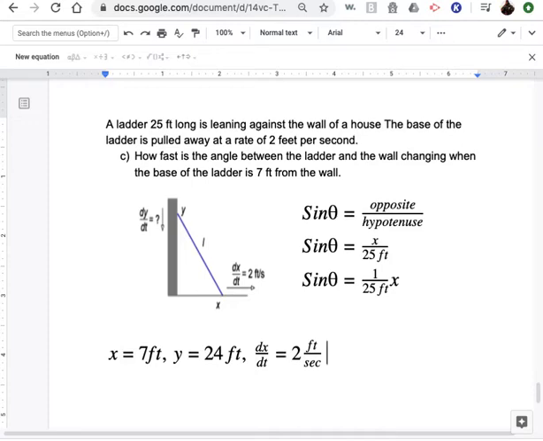Part C here: a ladder 25 feet long leans against the wall of a house. Here's our ladder. The base of the ladder is pulled away at 2 feet per second. How fast is the angle between the ladder and the wall changing when the base of the ladder is 7 feet from the wall? So identify your angle.